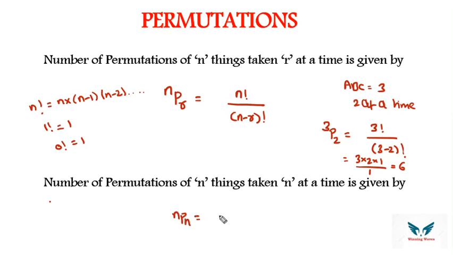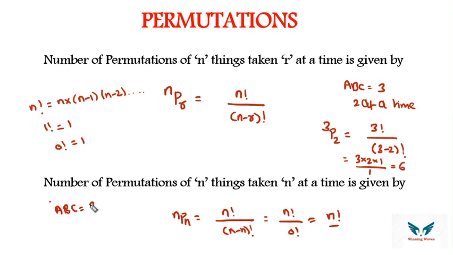NPN. So according to the formula, n factorial by n minus n factorial. So n minus n means nothing but 0, because positive and negative both will be cancelled off. 0 factorial, we already know, is 1. So the answer will be n factorial.